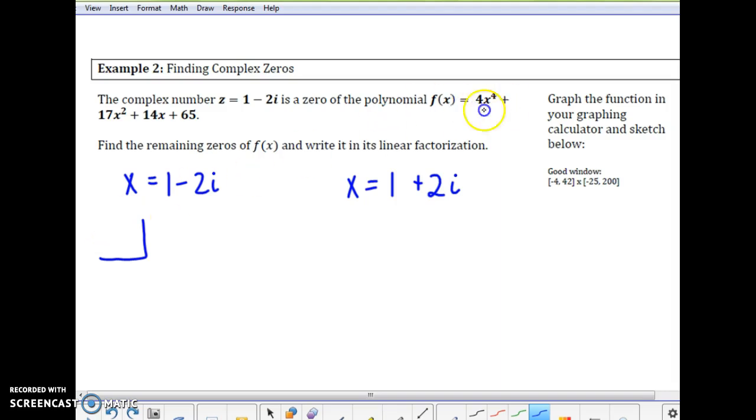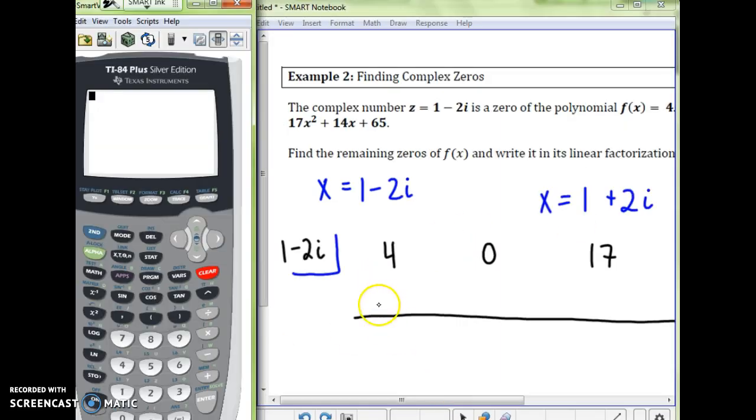Get this guy into y1. When we set up our synthetic division, it's going to be 1 minus 2i because the 0 goes in there, and you're going to write your coefficients across the top. Don't forget your placeholder. This is normal synthetic division for us.